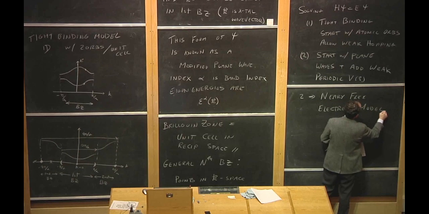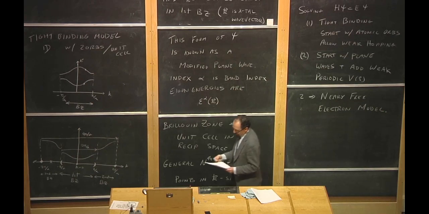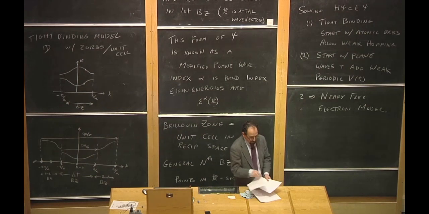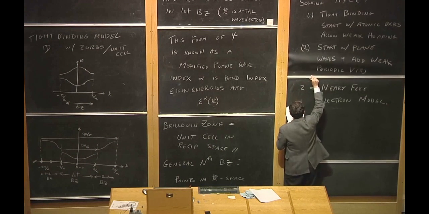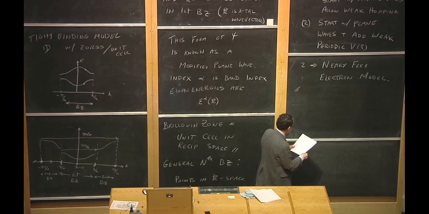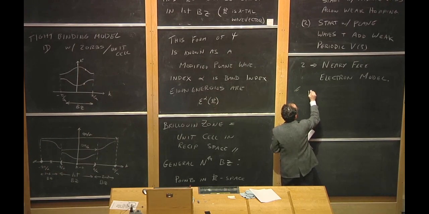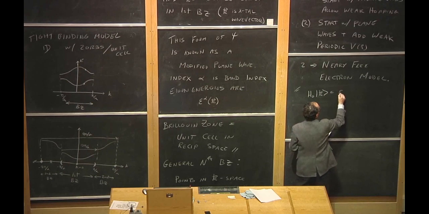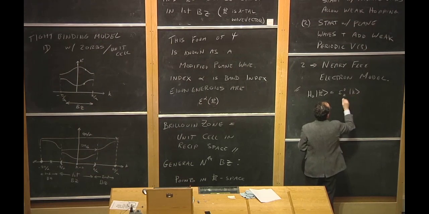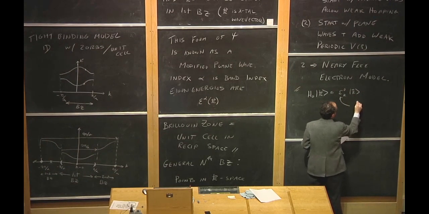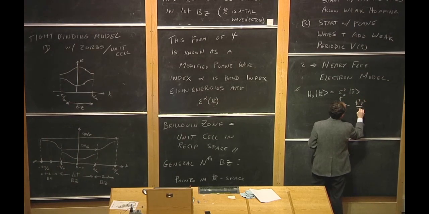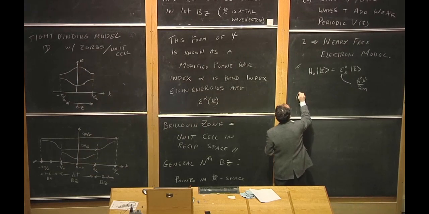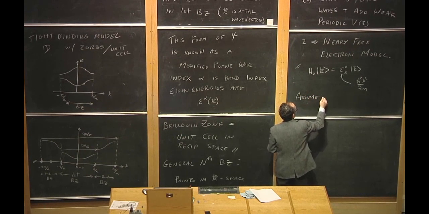It's a very useful model for understanding a lot of the physics of semiconductors and band structure in solids. So let's start it. We probably won't finish it today. So how do we do this? We start with our H0 on k, our plane waves, without the periodic potential: E0 of k on k, where E0 is the usual h bar squared k squared over 2m. It's a good place to start. And then let's assume V is weak.